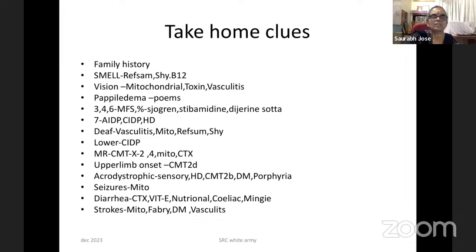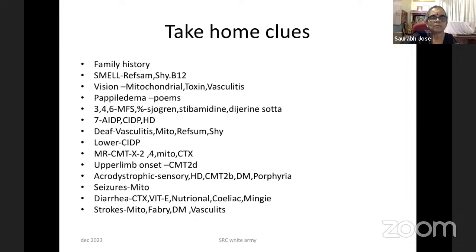Smell will be affected in Refsum's disease, Scheie disease, B12 deficiency. Vision affected in mitochondrial disease, toxins and vasculitis. Papilledema in POEMS. 3rd, 4th, 6th nerves in Miller Fisher's, Sjogren's, stilbamidine poisoning and digoxin toxicity. 7th nerve in AIDP, CIDP and Hansen's disease. Deafness in vasculitis, mitochondrial disease, Refsum's and Scheie disease. And lower cranial nerve palsy in CIDP.